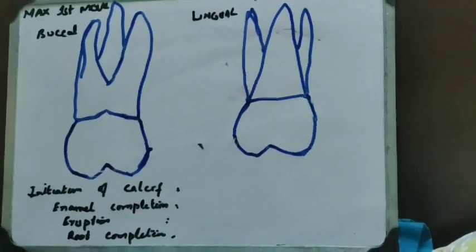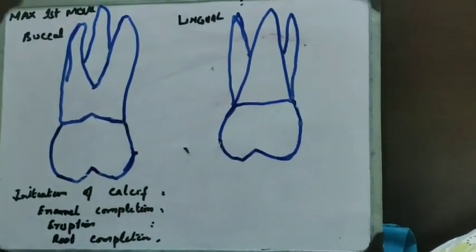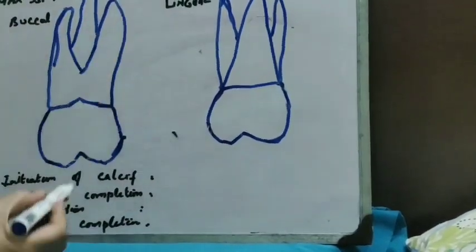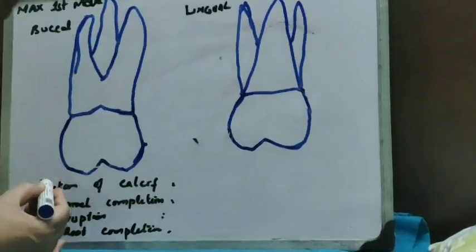As I have taught you about the general morphology of the molars in the previous presentation, today we will start the maxillary first molar. This is the buccal view and this is the lingual view. First of all, we will study the chronology, the chronological table.